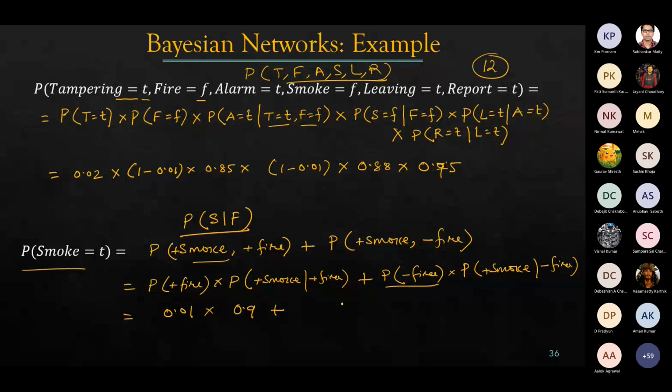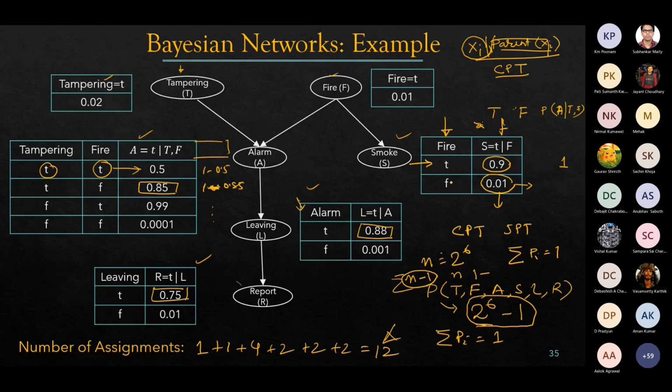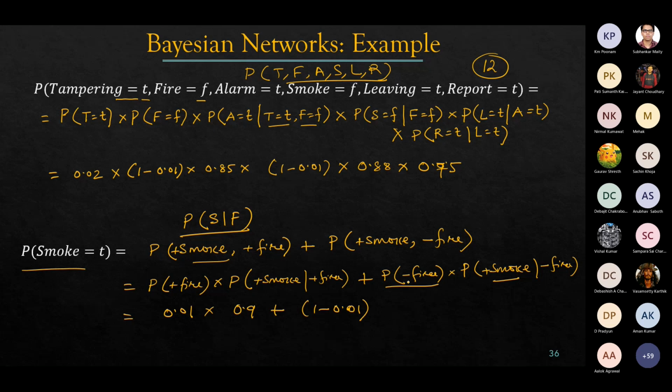What would this be? It would be 1 minus 0.01. And what is this? This would be the probability of plus smoke given not fire. The probability of plus smoke given not fire is 0.01. So you can get this value.